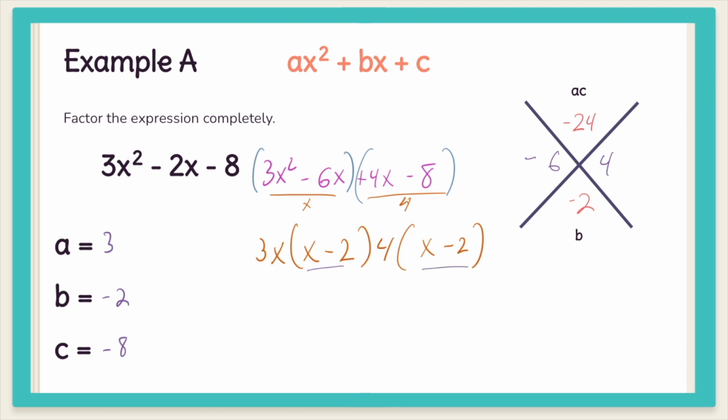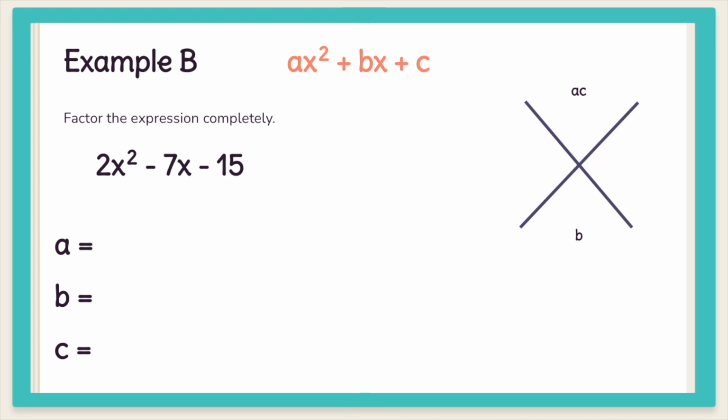So we're going to factor out our greatest common factor, which in this case is x minus 2. And we're going to see what's left over. In this case, it's 3x and 4. So our other binomial will be 3x plus 4. There we go. Now let's take a look at the next example.